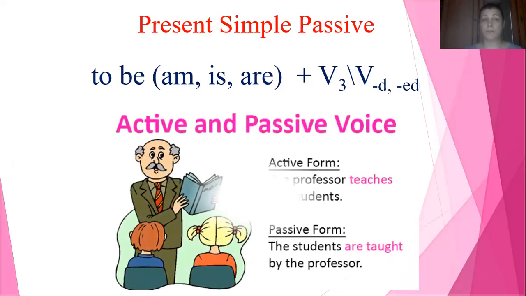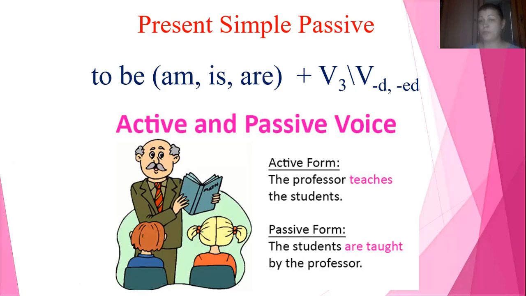Look at the examples. Active form. The professor teaches the student. We know who does the action and it is important. The professor does the action. What do we do in the passive form? We use teach in the third form. We know that it is an irregular verb.